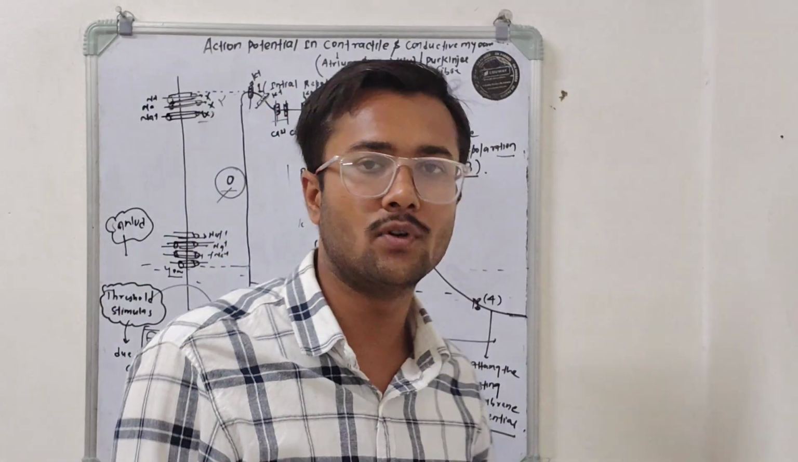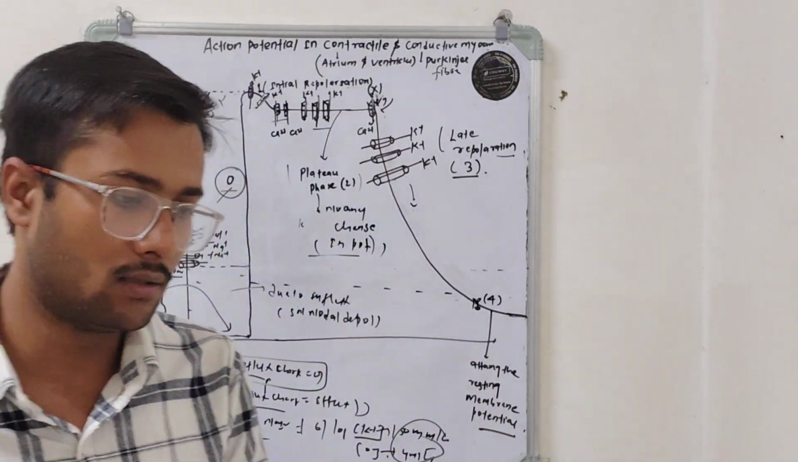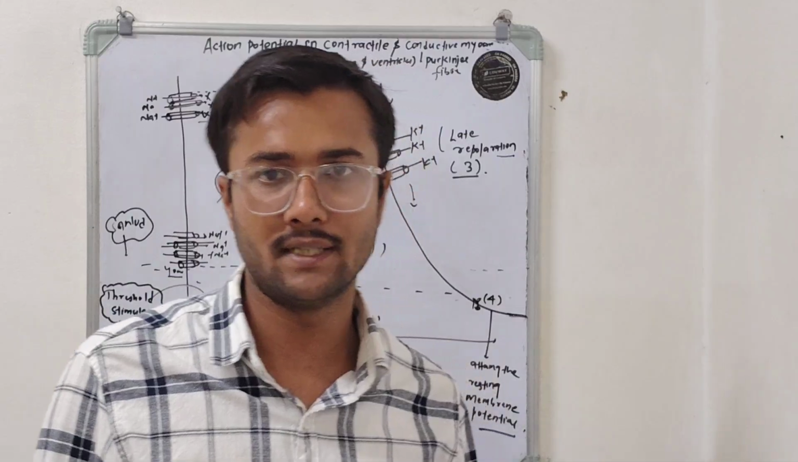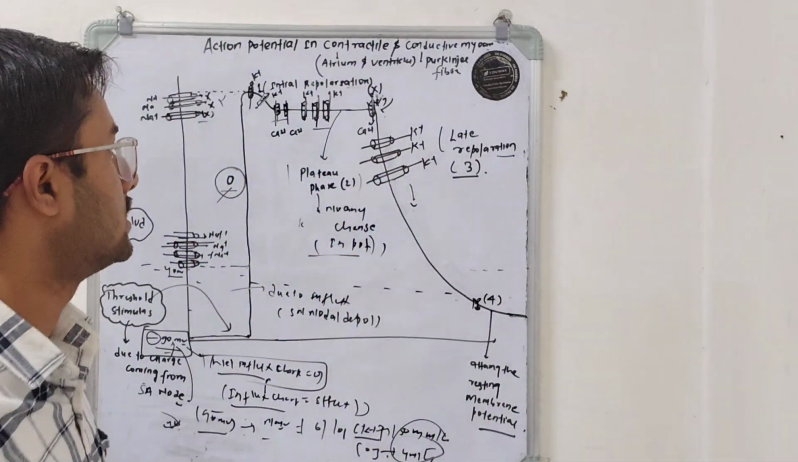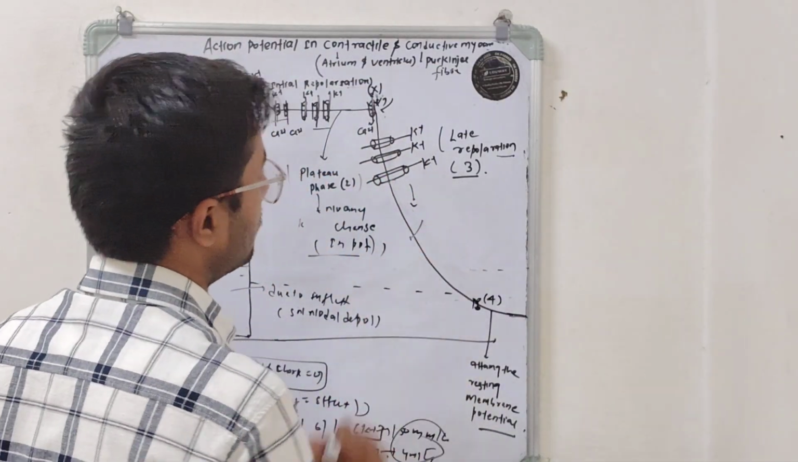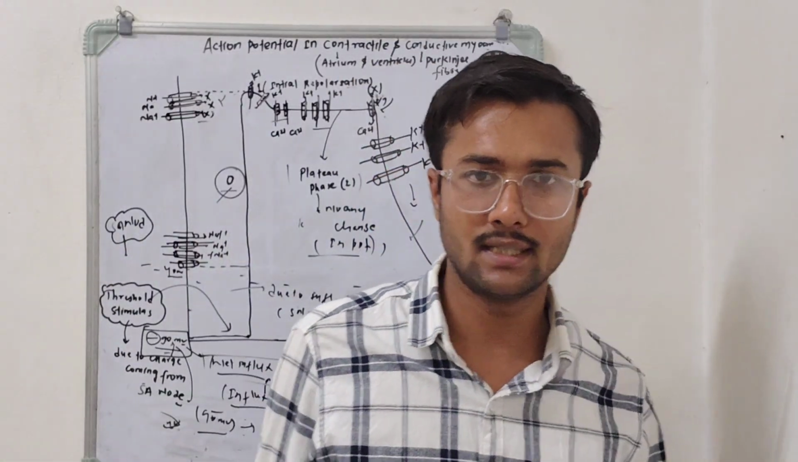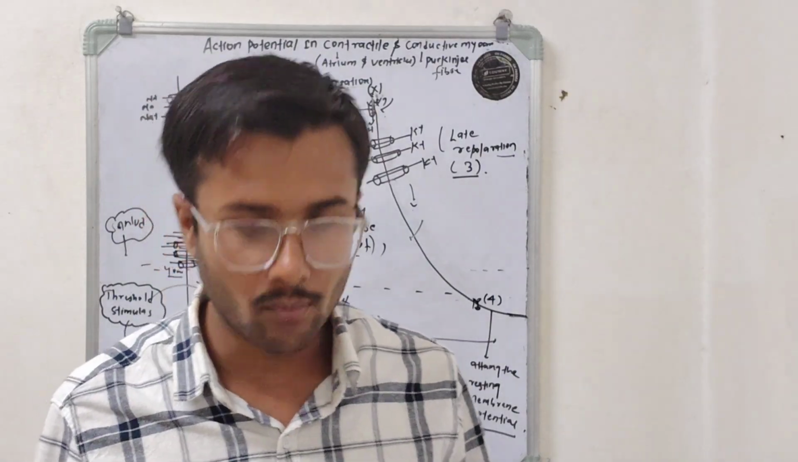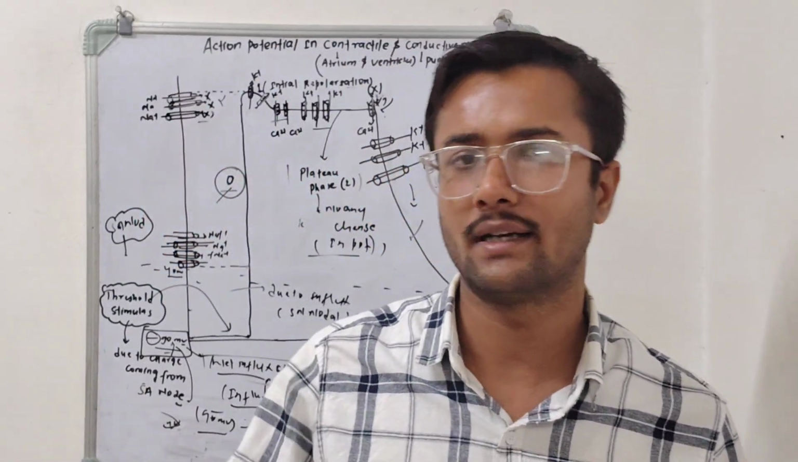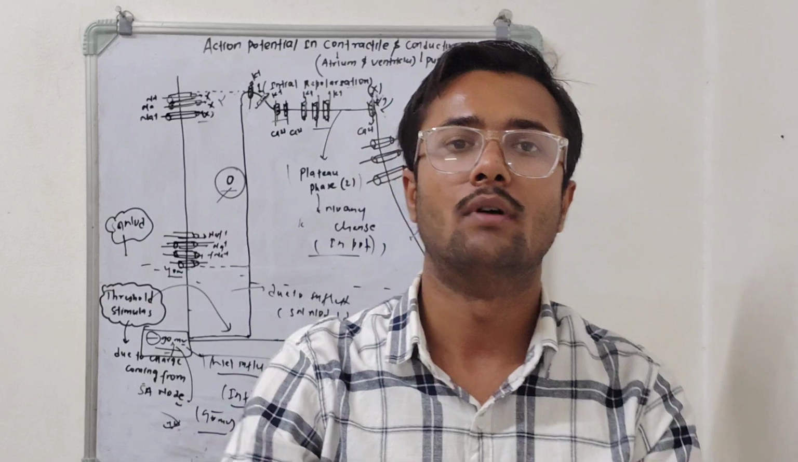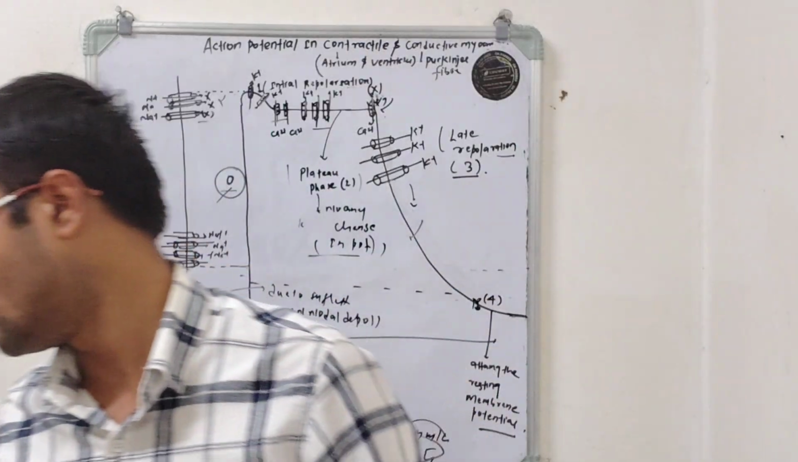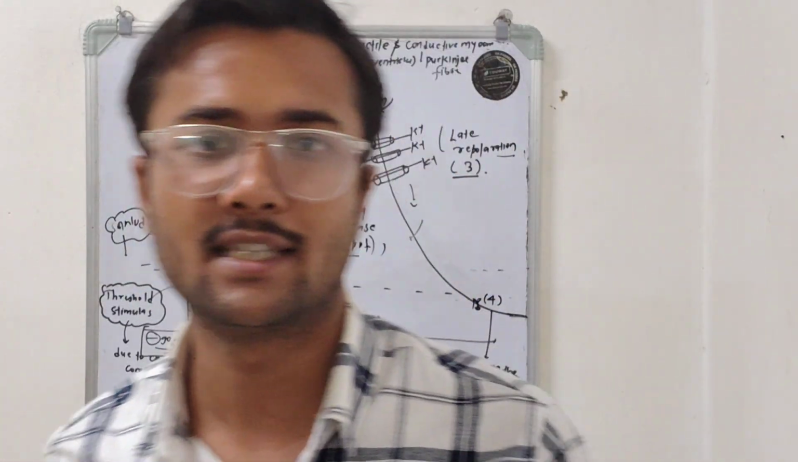So initially there is the depolarization phase, then an initial repolarization phase, then after the initial repolarization phase the cell undergoes the plateau phase. After the plateau phase the cell undergoes the late repolarization phase, and finally the resting membrane potential is achieved. So this is all about the action potentials in the conducting system and contractile myocardium. I hope you can understand the lecture.